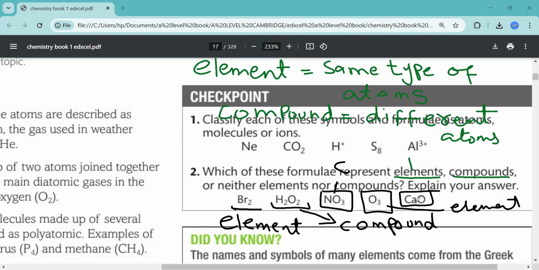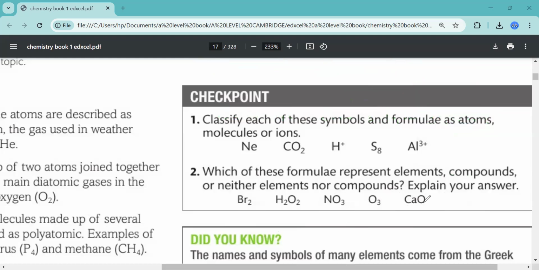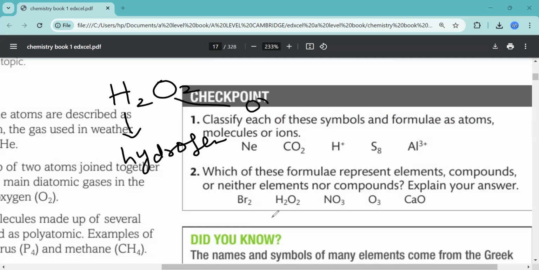The last one, calcium oxide, CaO. C is capital, a is small. So Ca is the symbol of an element, calcium. O is the symbol of oxygen. So two different atoms chemically joined together. So we will say it's a compound. Okay, I gave you the reason. So how are you going to write down the reason on the paper? You will say, for example, let's talk about H2O2. H2O2 contains hydrogen and oxygen. They both are chemically joined together. So we will consider them as a compound.